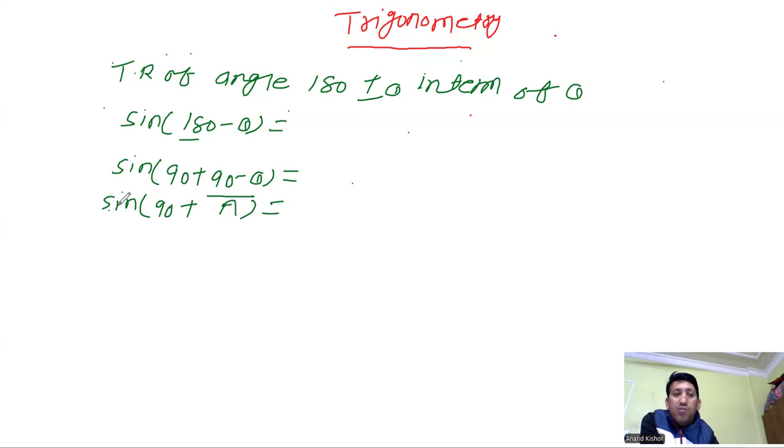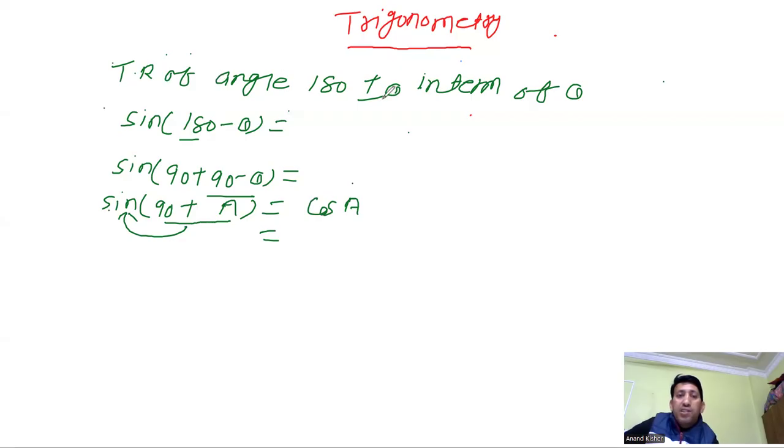Wherever 90 is there, the ratio changes. So sine becomes cos, and after 90 it is cos A. We will see 90 plus something is the second quadrant, and in the second quadrant sine is positive, so cos A. But we have given an example.